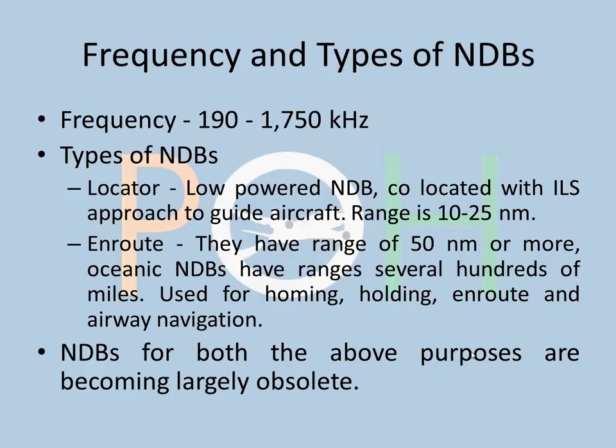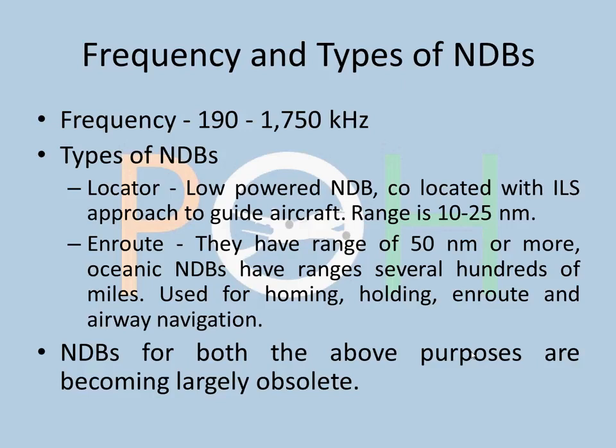En route NDBs have a range of 50 nautical miles or more, and oceanic NDBs have ranges of several hundreds of miles. That's because of the ocean effect. The range on the oceans is much greater, and they're used for homing, holding, en route, and airway navigation.